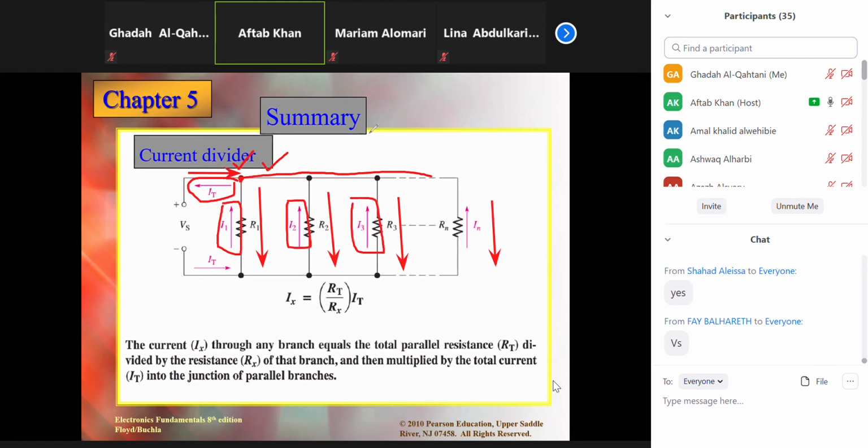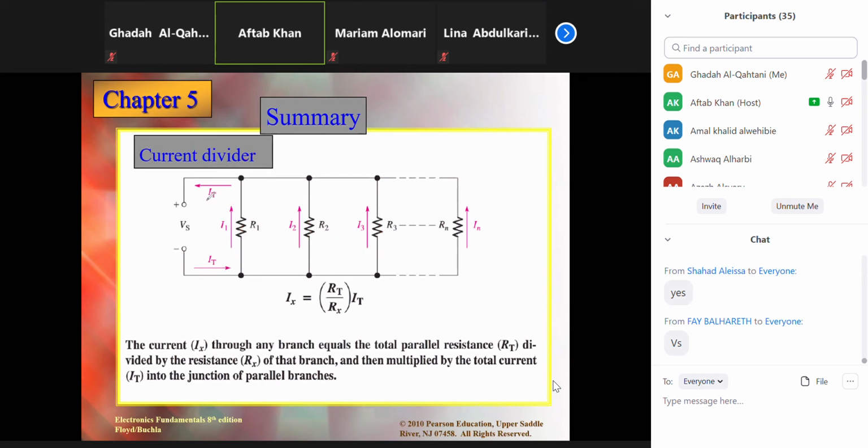So now they are saying this total current IT is splitting into I1, I2, I3, and IN. So how can we find the current in a particular branch? The formula is IX, the current in branch X, is equal to RT over RX, the resistance in which the current is flowing, multiplied by IT. And you know how to get RT, the total resistance of a parallel circuit.